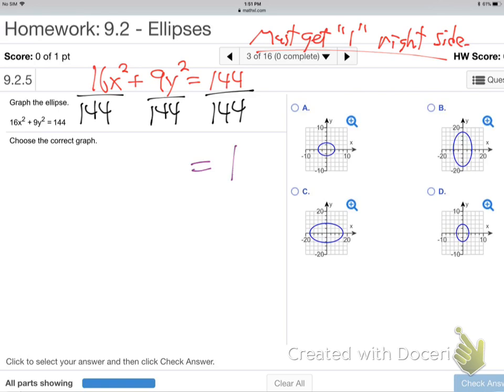And so now we have a 1. Now what happens on the other side? Use your calculator. 144 divided by 16, I think it'll be 9, won't it? Yeah. So this will be x squared over 9. 144 divided by 9 will be 16.